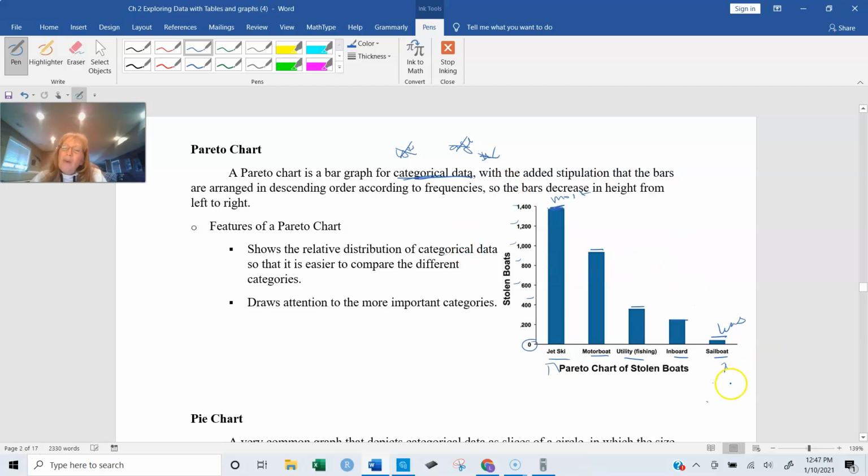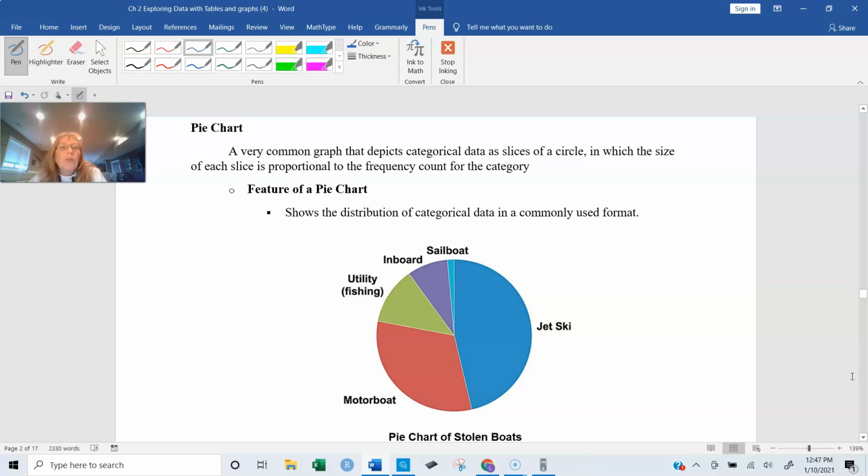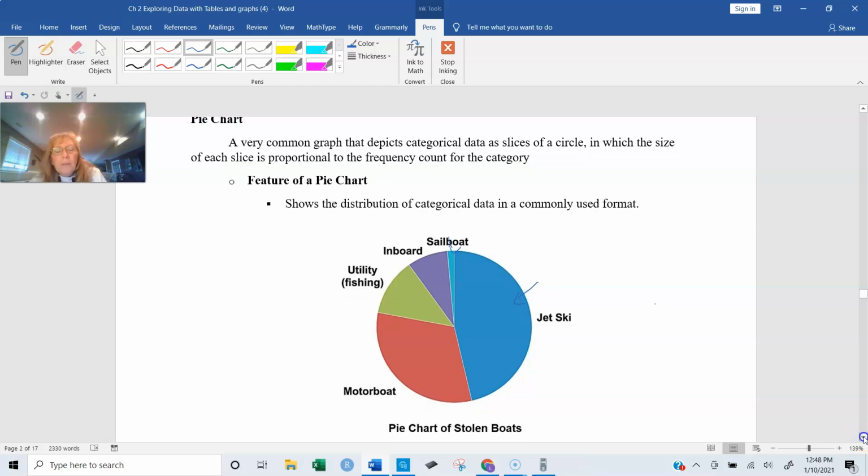There is nothing falsified on this graph. These bars actually show what they're meant to show. Okay, a pie chart. This one you have been used to forever. Again, this one here, without the percentages, which would be better, it shows you who's the most and who's the least. Again, easily, jet skis are stolen the most and sailboats are the least, and by a large amount. That's a very quick representation, usually what bosses like because they're easy to read.